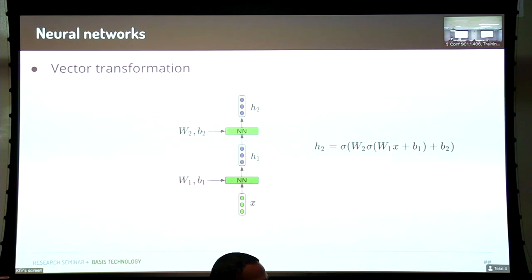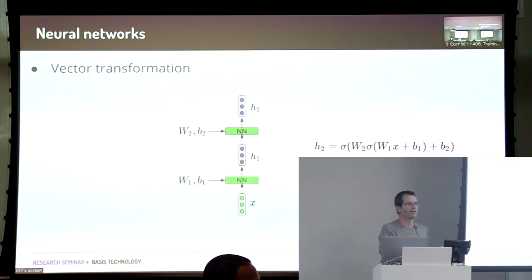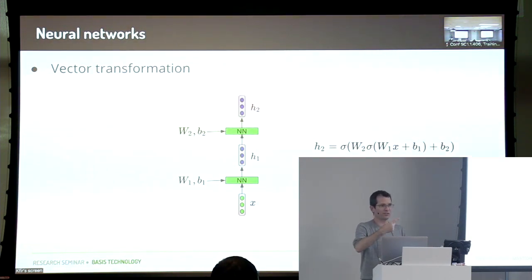Yes, please. How do you choose W1 and W2? The question is how we choose W1 and W2. Those parameters start randomly, so you initialize them randomly, and then you start modifying these parameters during training. There are algorithms to do that, like backpropagation. This is exactly what they do. They adjust those parameters, W1, W2, all these parameters, during that time.